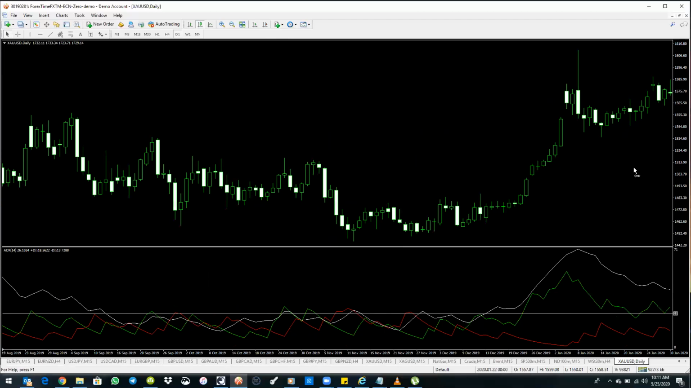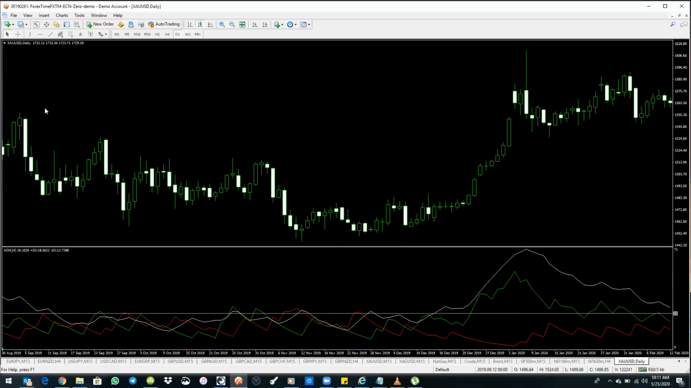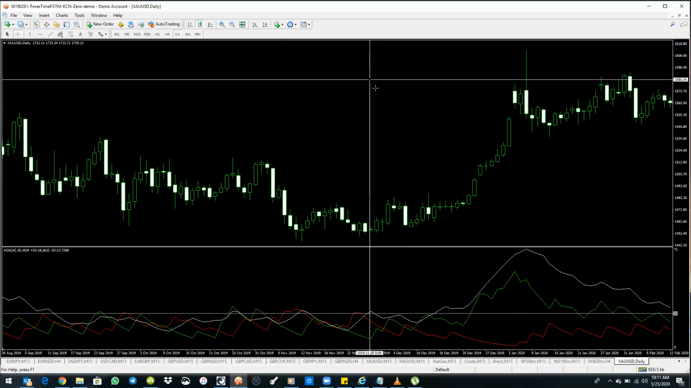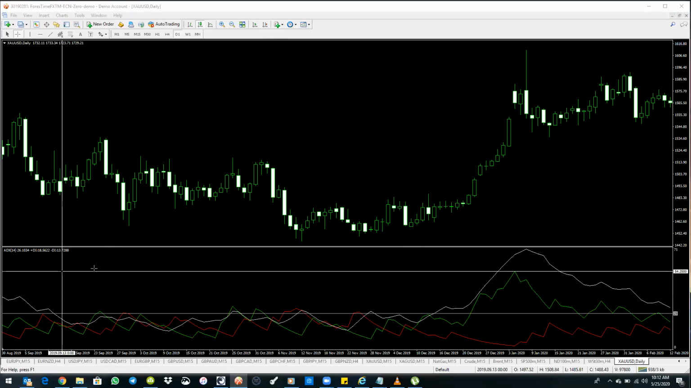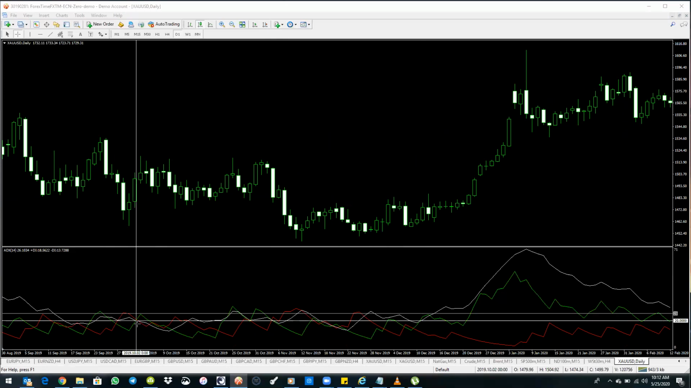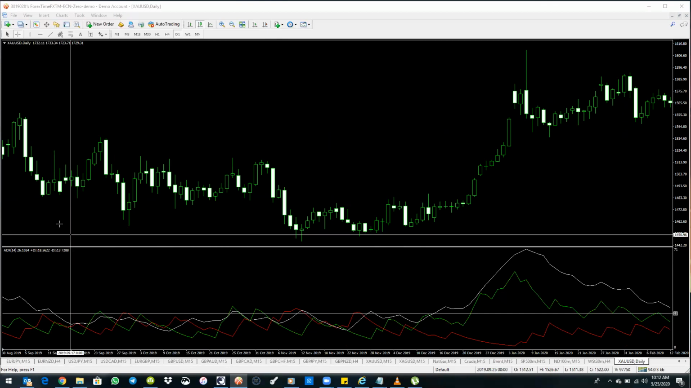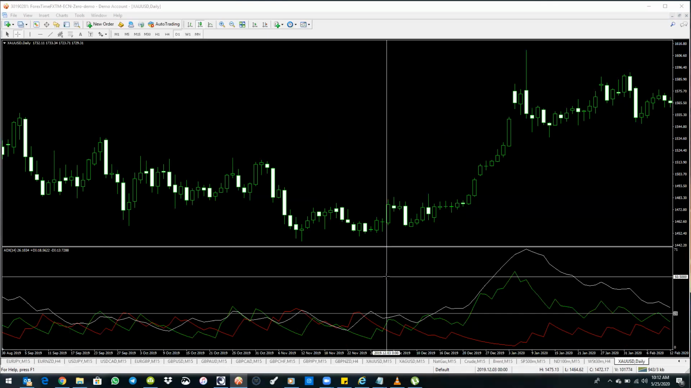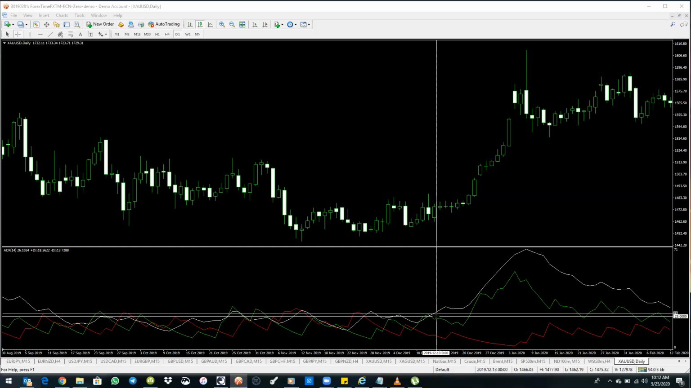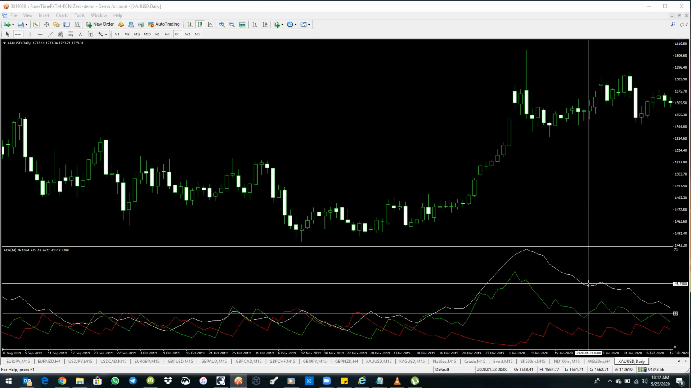You can see this period here, from here all the way to here. From this period all the way to this period, you can see that the market was pretty much sideways. Although you are getting bullish and bearish crosses, the market was pretty much sideways until the white line crossed above this 25 mark, and you can see that you now had a very strong trend.